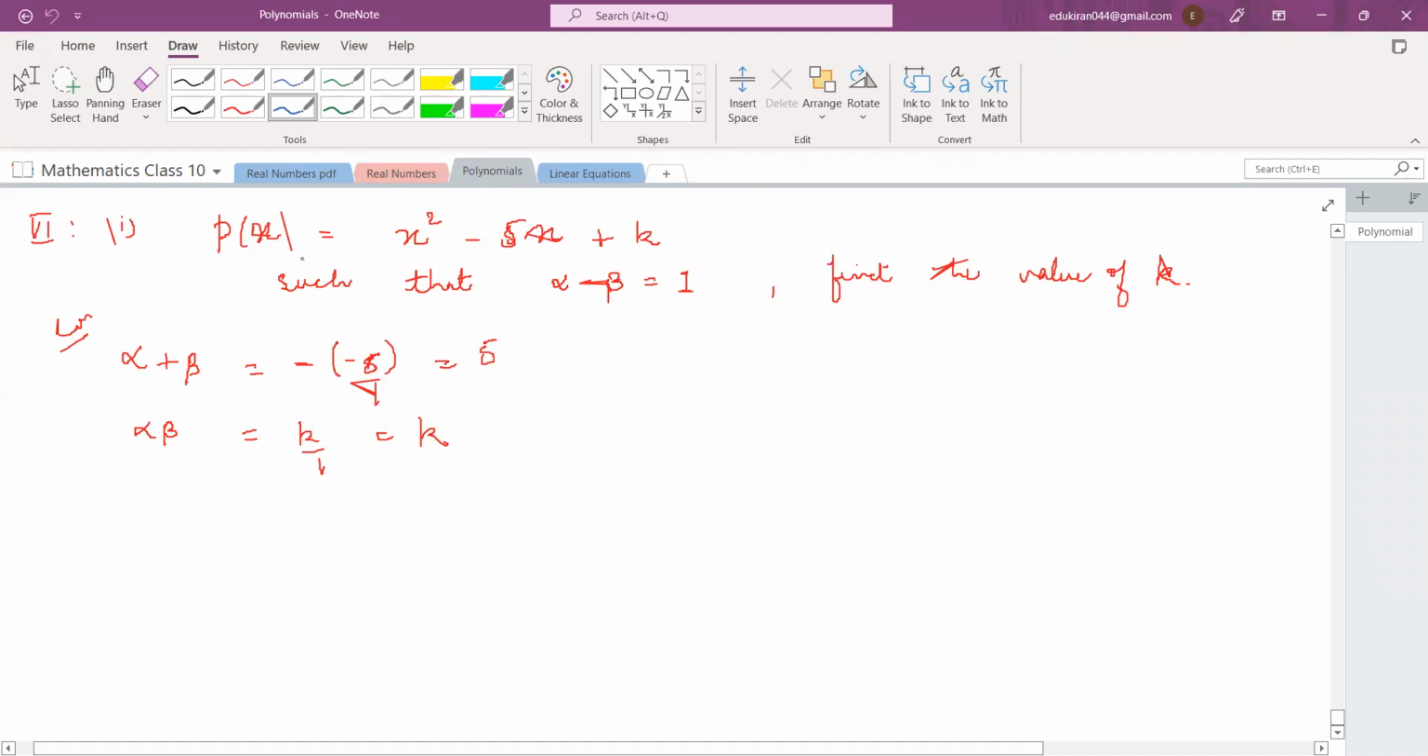Okay, now here, whenever something is given in the question, that means you have to use it, okay? You have to make use of that thing. You have to make use of this condition which is given, alpha minus beta is equal to 1. Now think about it. How can we make use of it? So we will do one thing.